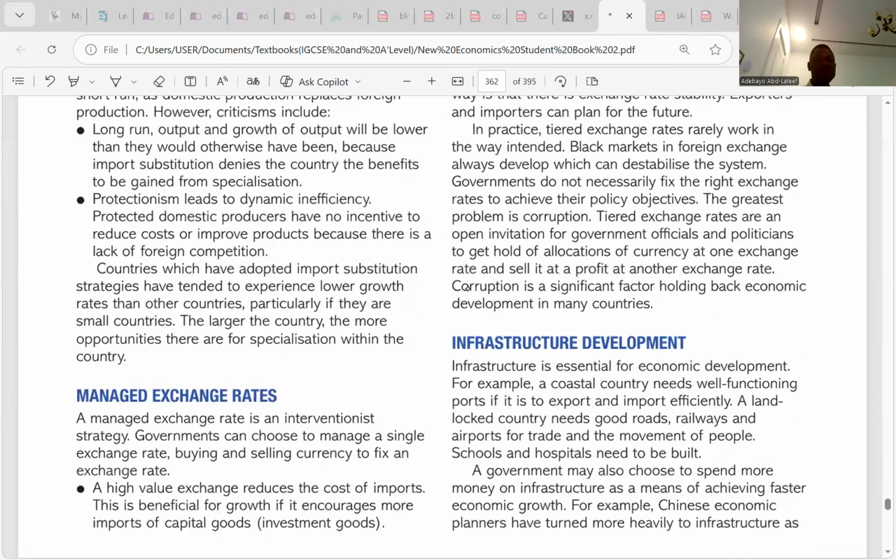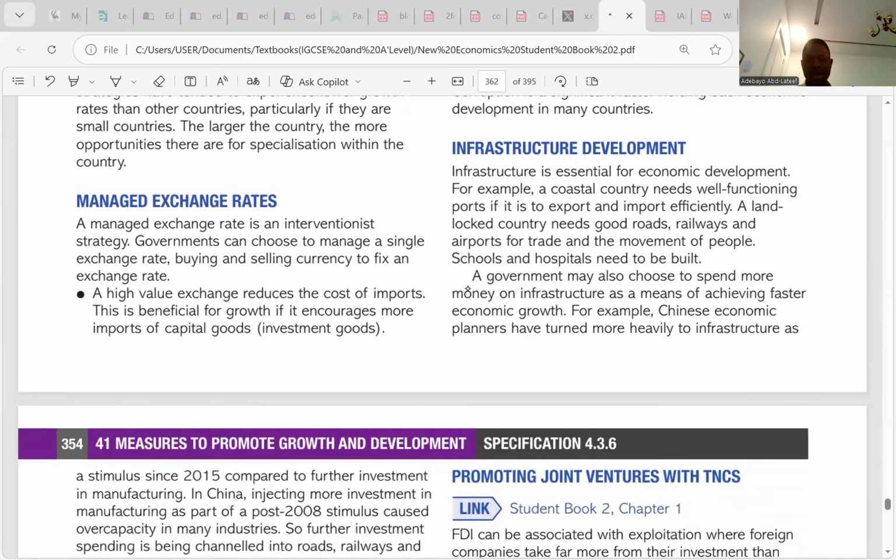So that's about import substitution. Any question about import substitution? No. Good. So go to managed exchange rate. Are you there? Mhm.